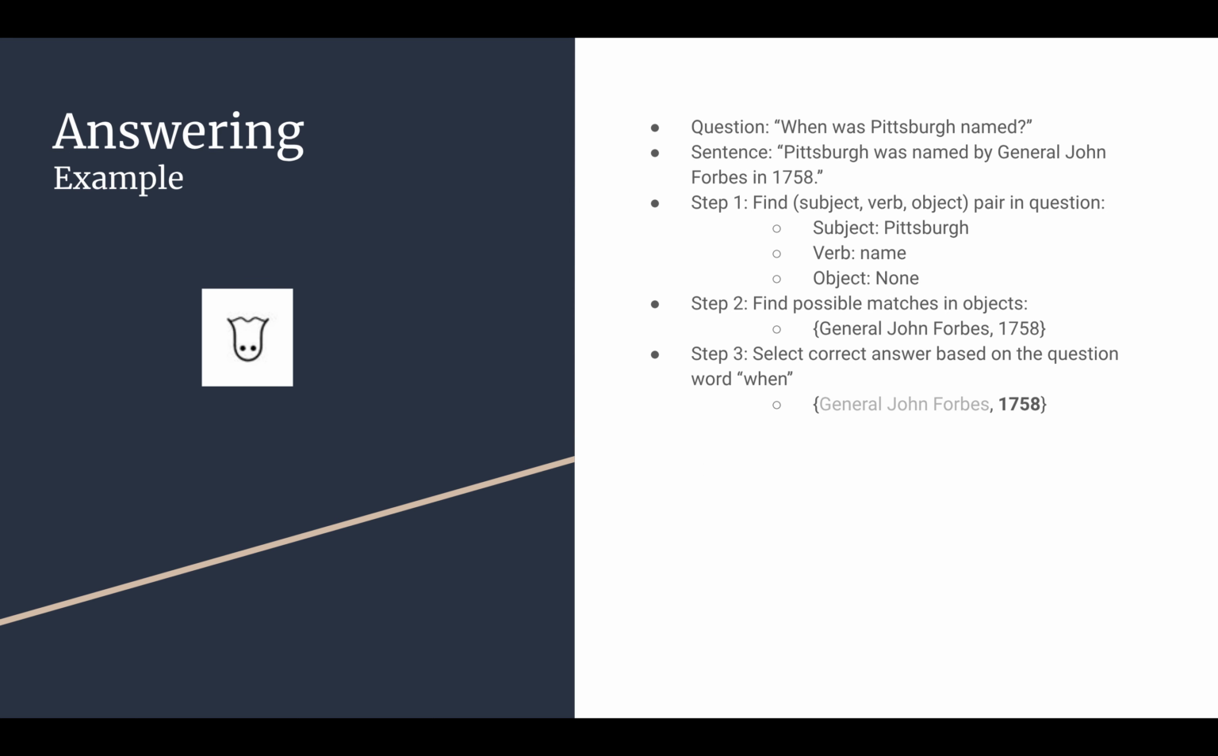Here's an example to consider. Suppose the question is, when was Pittsburgh named? And the sentence is, Pittsburgh was named by General John Forbes in 1758. The first step is to find the subject-verb-object pair in the question. In this case, the subject is Pittsburgh, the verb is name, and there's no object. The second step is to find the possible matches of objects in our candidate sentence. In this case, we get two matches, General John Forbes and 1758.